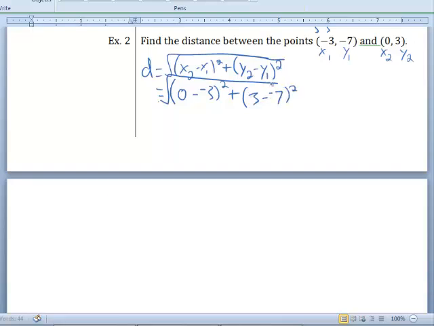All right? Square root of 0 minus a -3 is like 0 plus 3. That's going to be 3 squared. And then plus 3 minus a -7 is like 3 plus 7. That's 10 squared. 3 squared is 9. 10 squared is 100. And so we get the square root of 109.